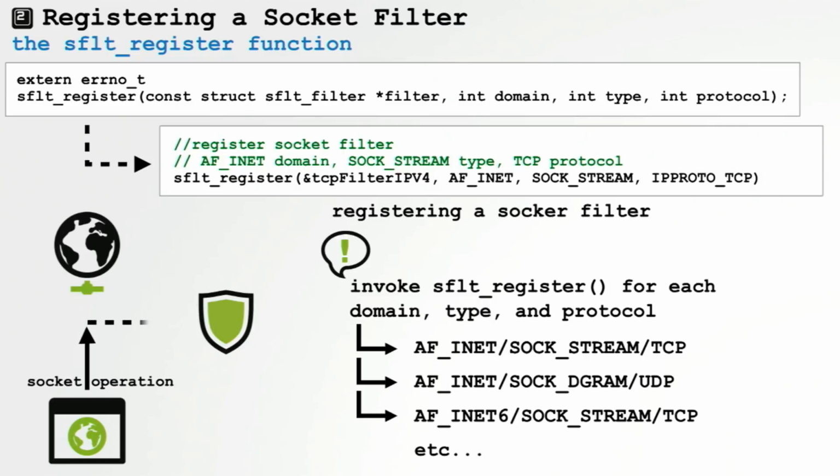Once this socket filter structure has been populated, you invoke the socket filter register function, which, as its name implies, will register or install the socket filter. Besides that populated structure we just discussed, this function also takes the socket domain, type, and the protocol. So this means if you want to filter multiple socket types, for example IPv4, IPv6, et cetera, you have to invoke this function multiple times.